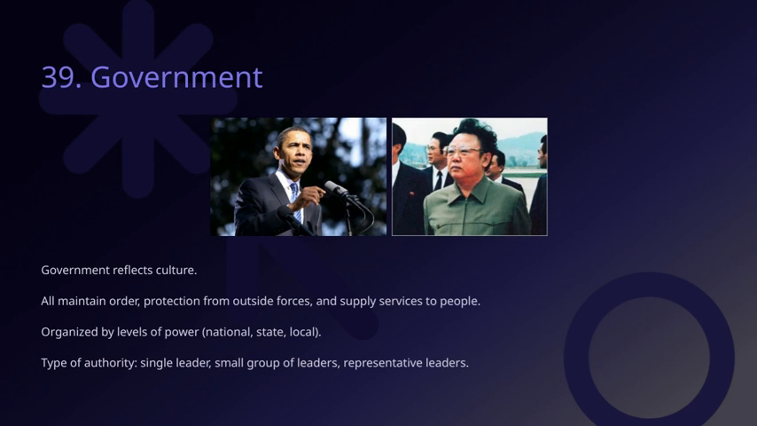All these forms of government share some common goals. They work to maintain order, protect citizens from outside threats, and provide essential services like education, healthcare, and infrastructure. It's also important to recognize that government reflects the culture of a society. The values, traditions, and social norms influence how a government is structured and how it operates. So, whether it's a single leader or a group of representatives, the core purpose remains the same: to serve the people and uphold the society's order and values.